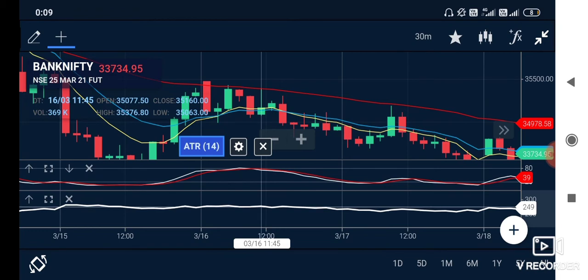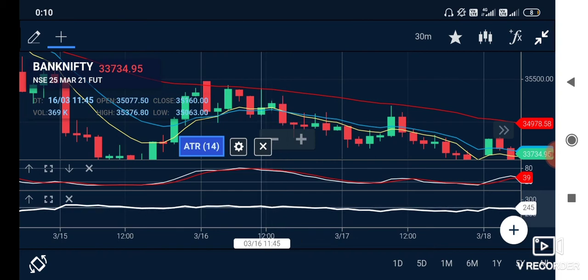We are looking for 34,800 levels, and the stop loss is going to be at 35,100 and 35,300, around somewhere there, 310. So if you see right here, I don't see anything in that range of 310.